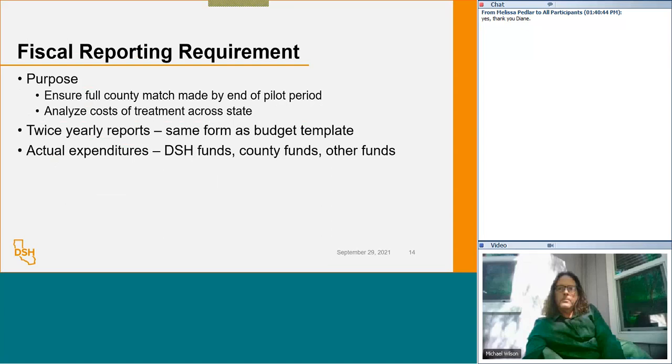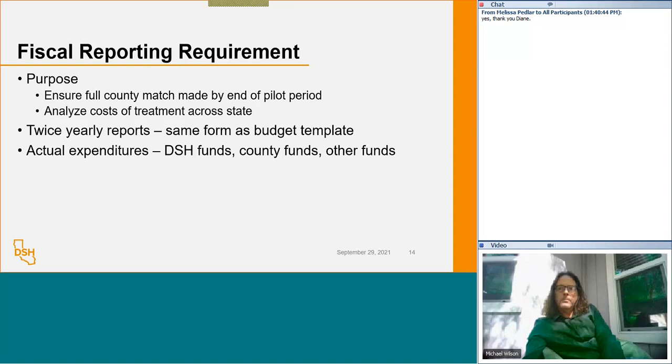So as part of your contract with us, we are requiring that you submit twice yearly fiscal reports to the department after you start drawing funds from us. You don't have to report anything until you're actually pulling funds from us. But we have two main purposes for this.